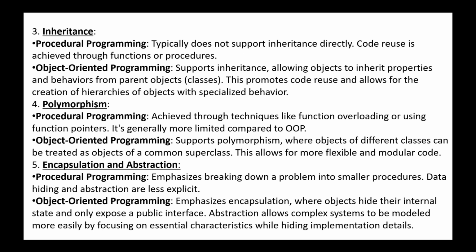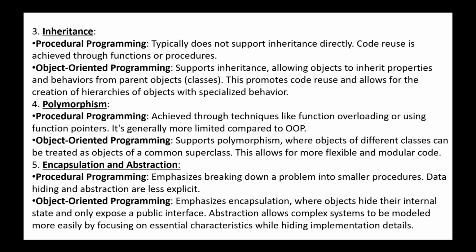4. Polymorphism. In procedural programming, it is achieved through techniques like function overloading or using function pointers. It's generally more limited compared to OOP. Object-oriented programming supports polymorphism, where objects of different classes can be treated as objects of a common superclass. This allows for more flexible and modular code.